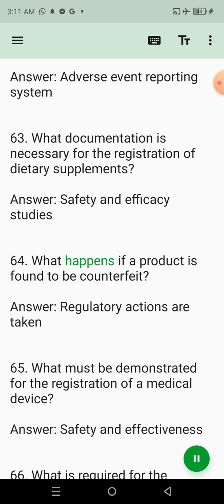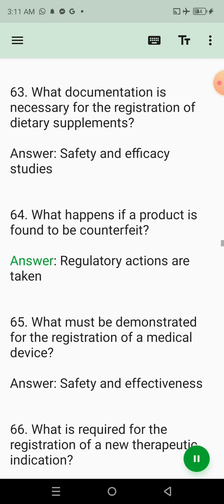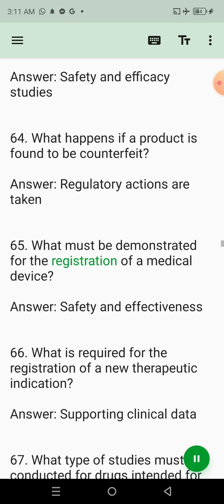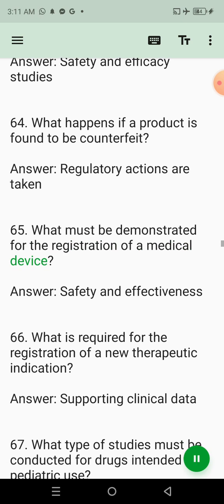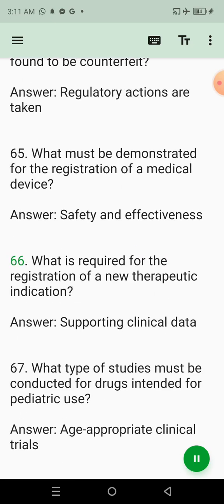64. What happens if a product is found to be counterfeit? Answer: Regulatory actions are taken. 65. What must be demonstrated for the registration of a medical device? Answer: Safety and effectiveness.